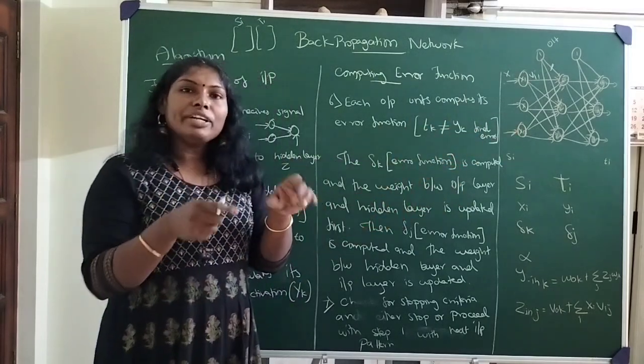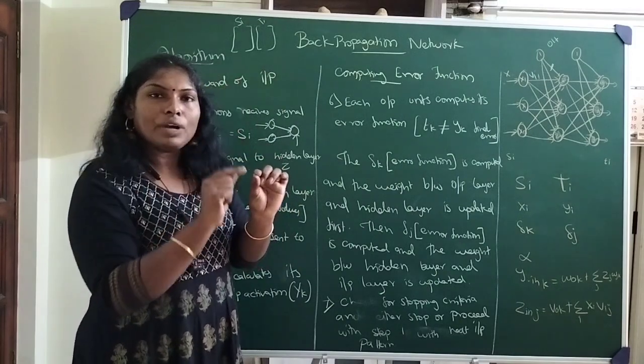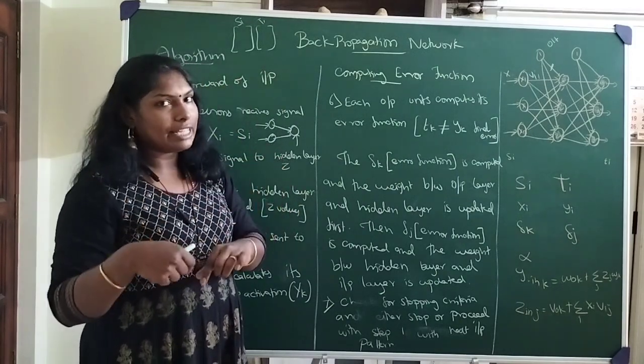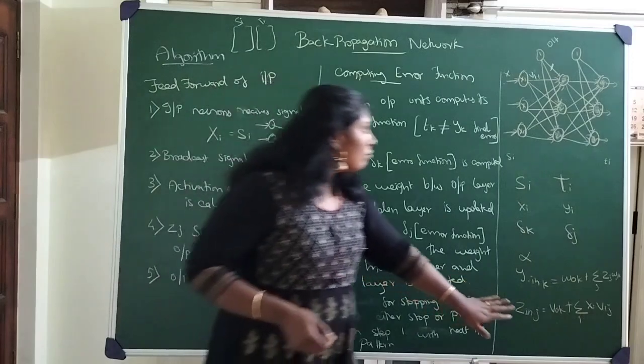We use a threshold. If the value is beyond this threshold, I take it as 1. If it is less than this threshold, we take it as 0. So that is the next value.